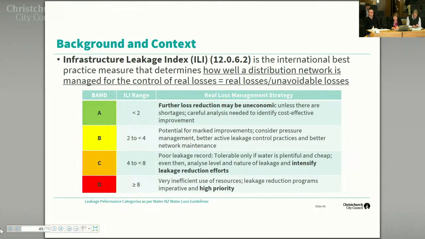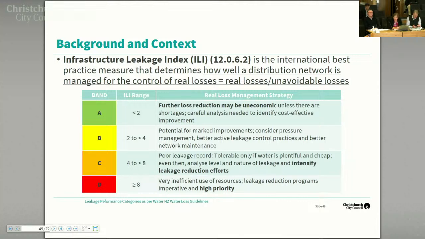However, infrastructure leakage index is an international best practice measure that determines how well a distribution network is managed for the control of real losses. And what it is, is the ratio between volume of real losses and volume of unavoidable losses. Now, if that ratio is more than 8, the water loss management task force says that such a zone should receive urgent or high priority for reduction of leaks. If it's between 4 and 8, then it is known that efforts should be intensified to reduce leaks, but it would be tolerable where water is plenty and cheap.